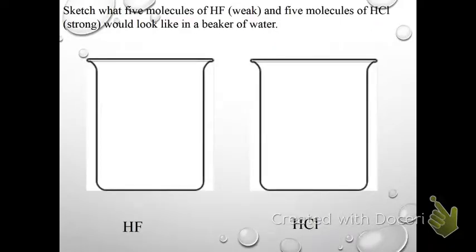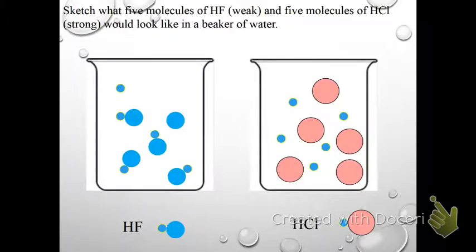Okay, drawing time. I'm going to pause the video while you draw the 5. This is where we read our directions, because some of you on a quiz a while back or a test didn't see that it said 5 and you drew less. Sketch 5 molecules of HF and 5 molecules of HCl, what they would look like in a beaker of water. Go. I'm going to pause it while y'all draw. All right, so what should that look like? HF is a weak acid. You even told you it was a weak acid. And HCl is a strong acid.